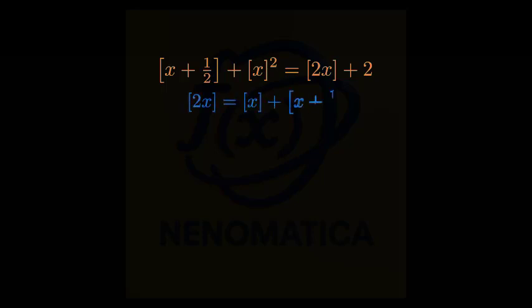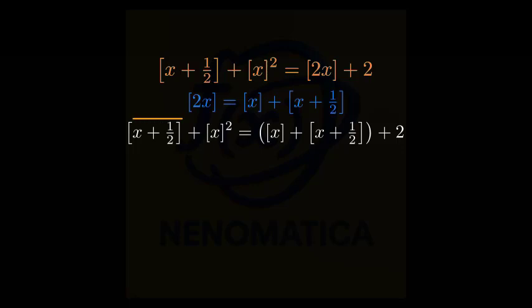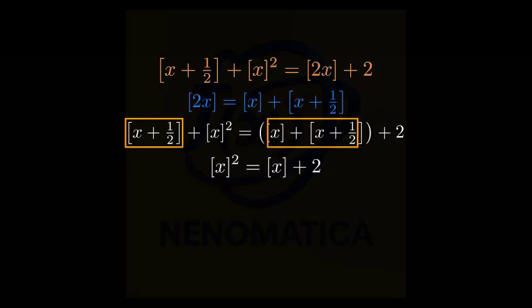Step 1. We use Hermite's identity for floors. The floor of 2x equals the floor of x plus the floor of x plus 1/2. We substitute this identity into the right side of the equation. Since the same floor term appears on both sides, we subtract it from both sides. That leaves floor of x squared equals floor of x plus 2.